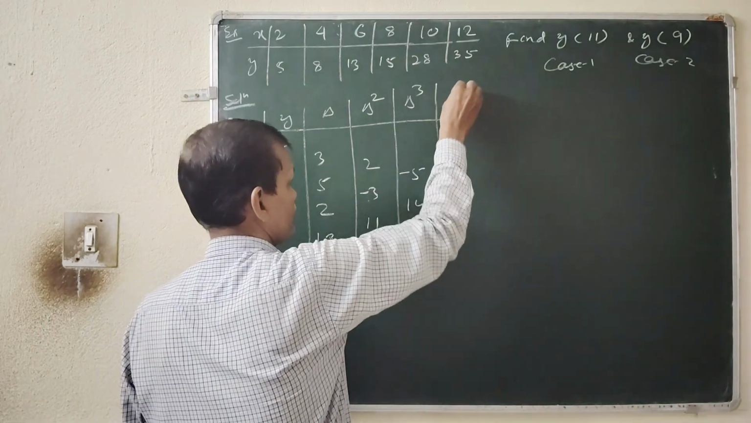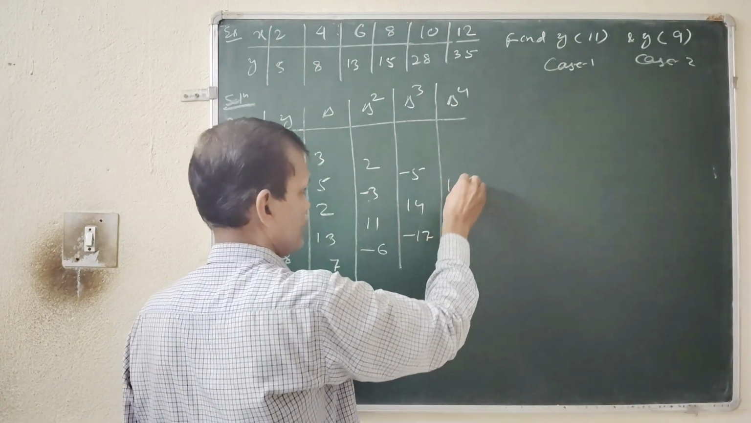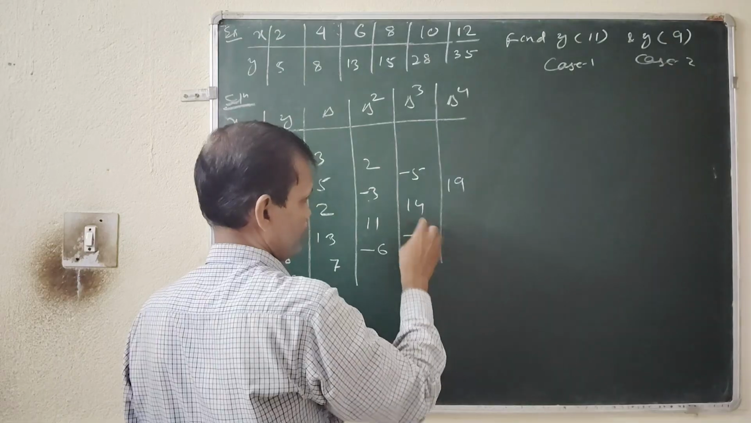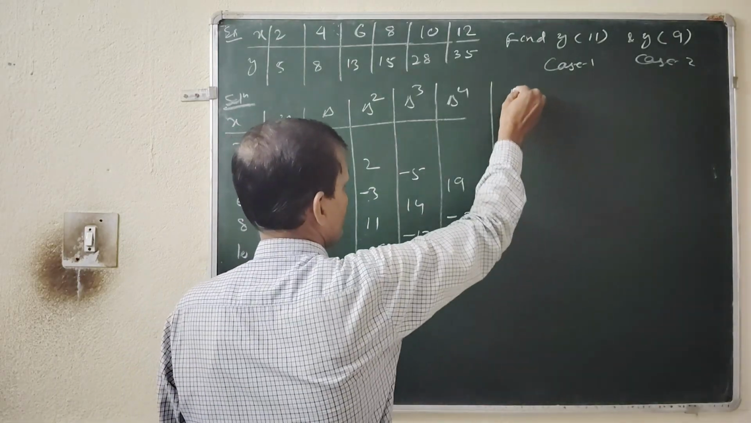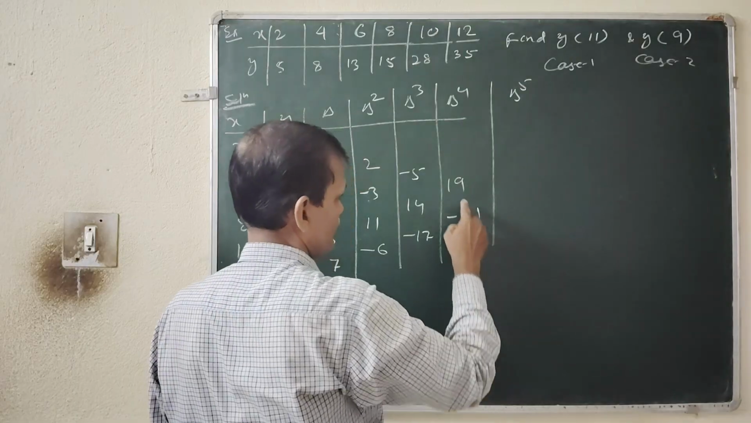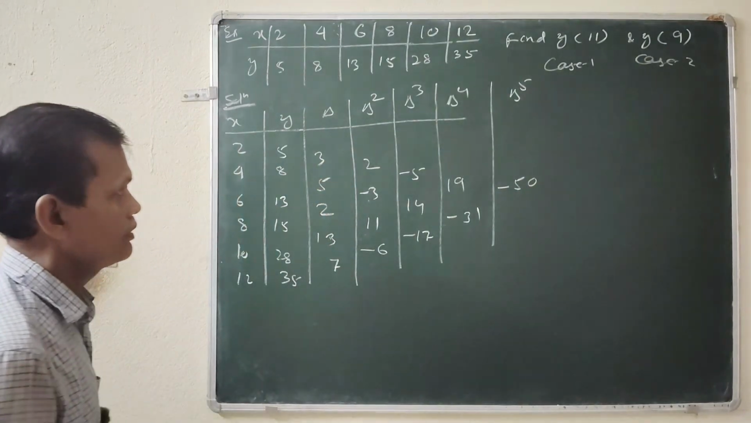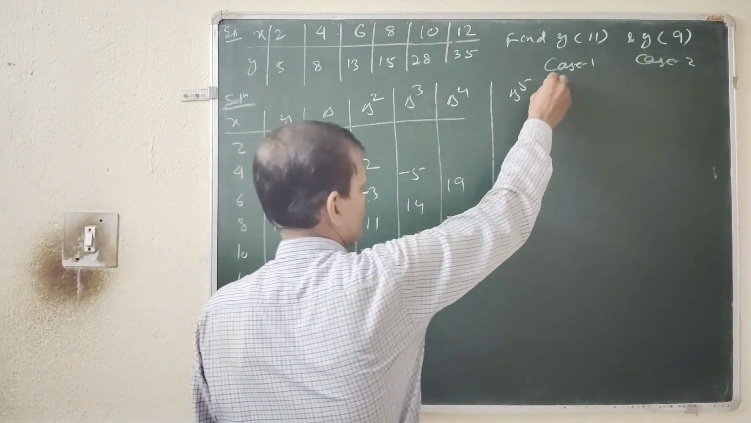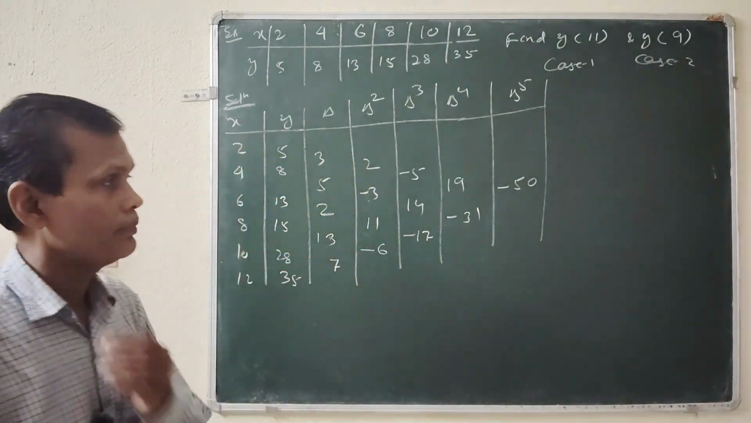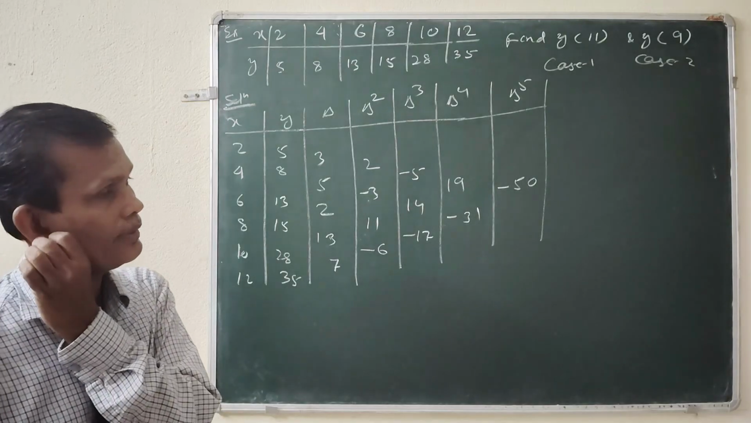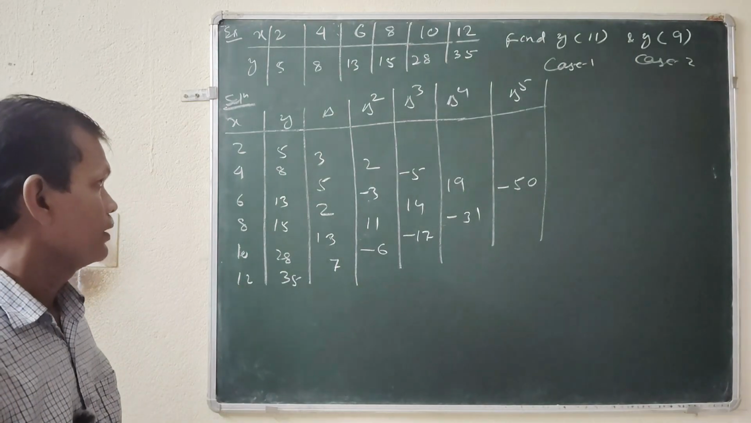Then you write delta 4. 14 minus of minus 5, plus 5, that is 19. Minus 17 minus 14, that is minus 31. Then delta 5, minus 31 minus 19, that is minus 50. So this is our difference table, right? Mind it. It may be Newton's forward difference, it may be Newton's backward difference, but in every case you have to form the forward difference table, right?